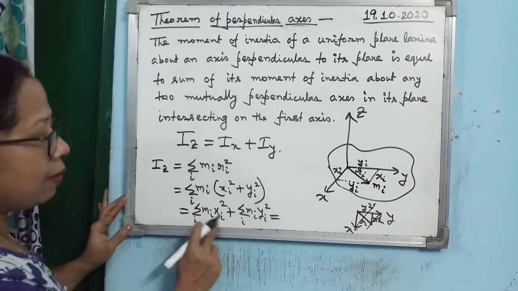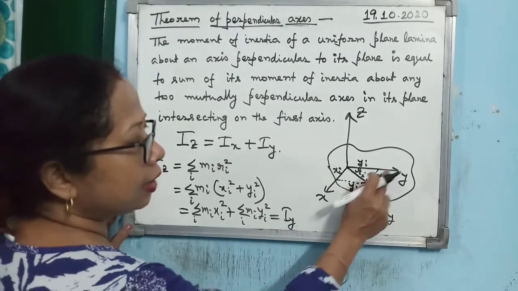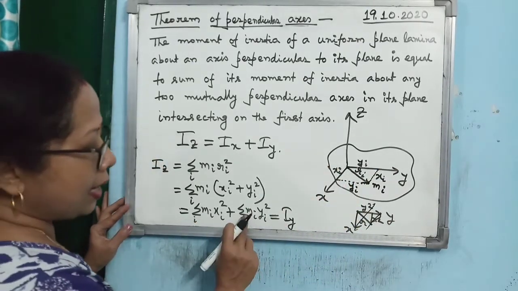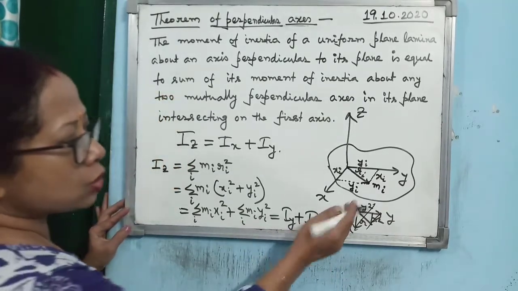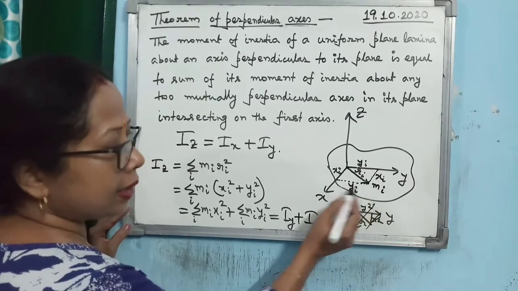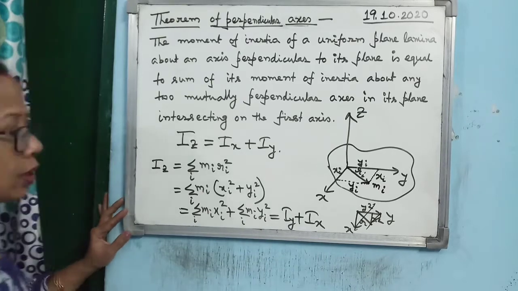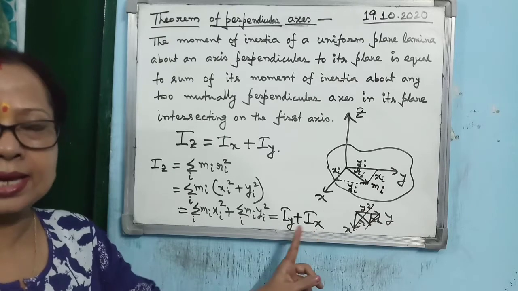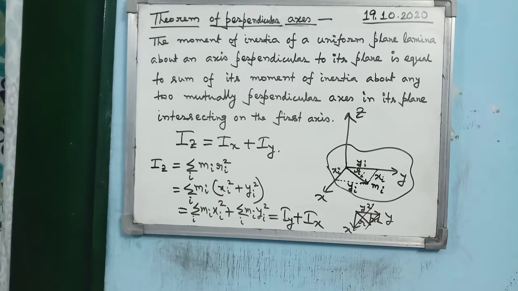Now, what is sigma mi xi square? It is Iy, because xi is the distance of the particle from the y-axis. And sigma mi yi square is Ix, because yi is the distance of the particle from the x-axis. So you see what you have got: Iz is equal to Iy plus Ix, and Ix plus Iy and Iy plus Ix are the same. So this is the way you can prove the theorem of perpendicular axis.